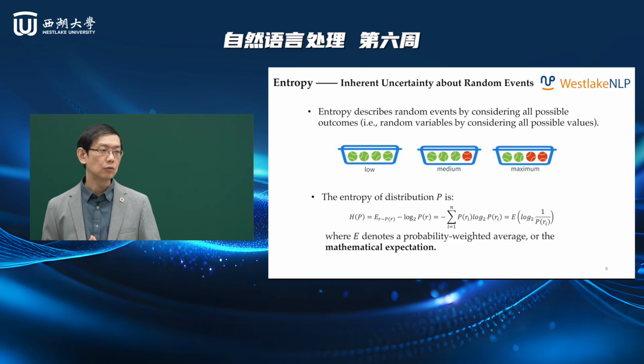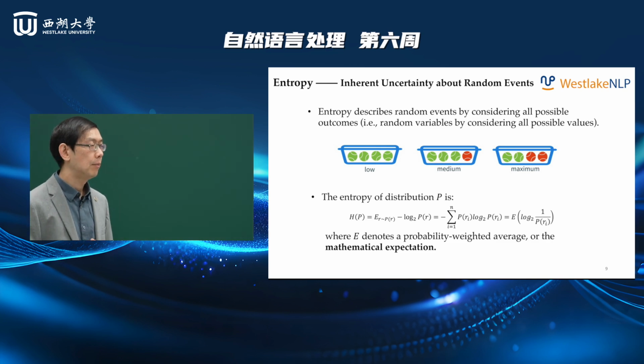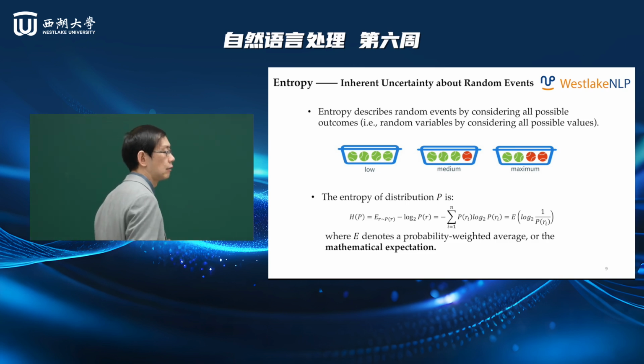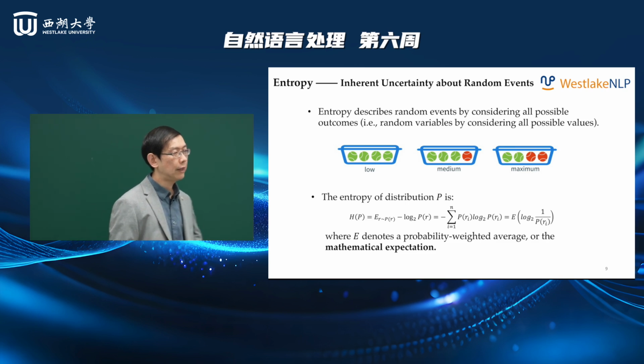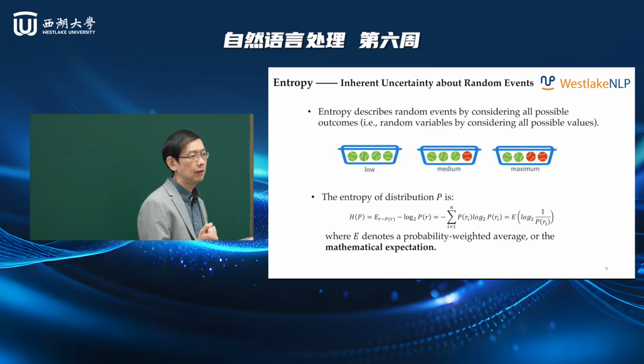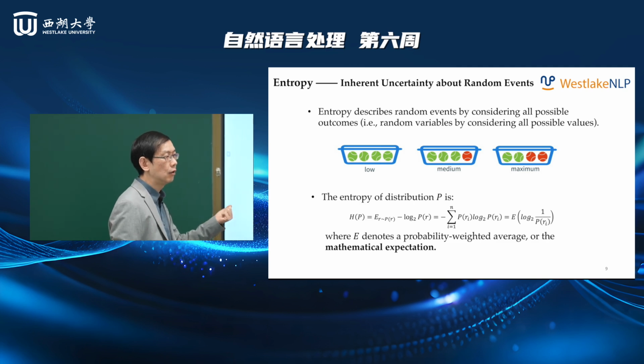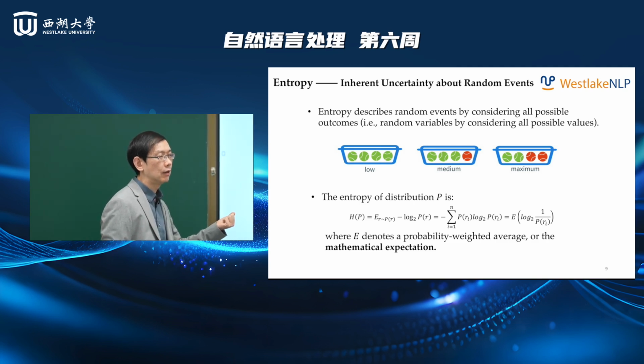But what if I treat the ball drawing game as a whole? That's a random event, right? This random event has two values, one is red, one is green. If I tell you red, I give you log2 1 over p red information. If I tell you green, I give you log2 1 over p green information.